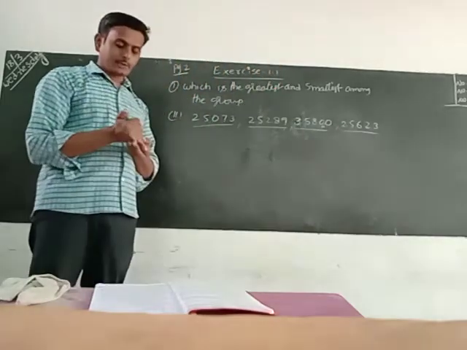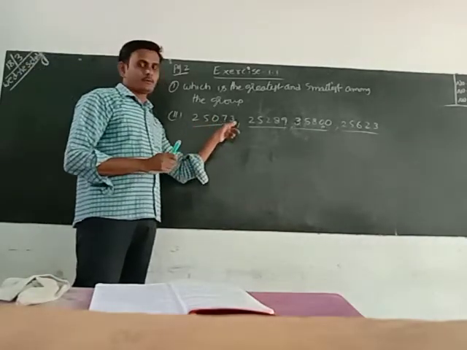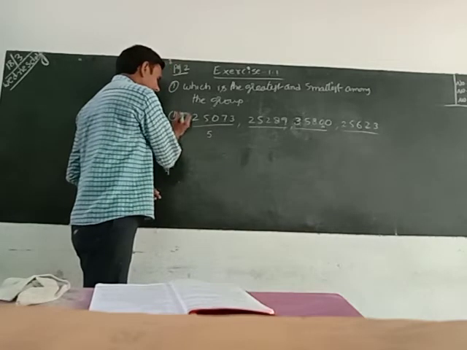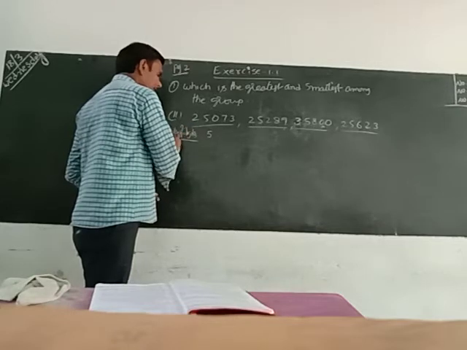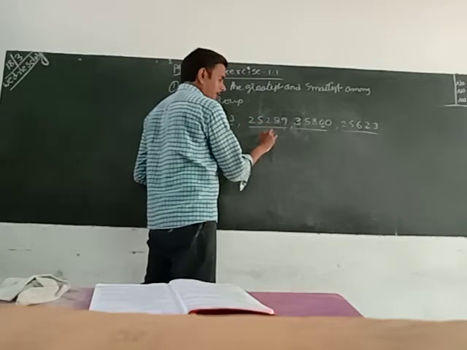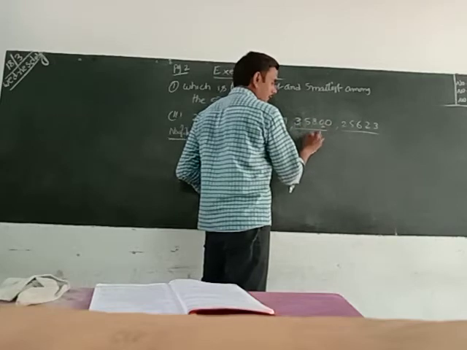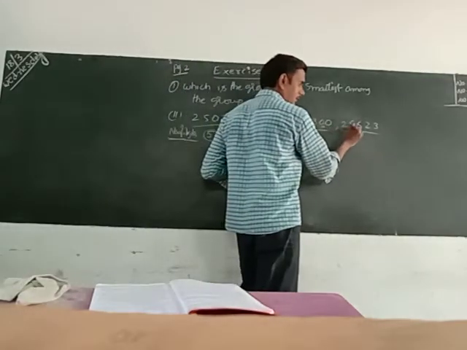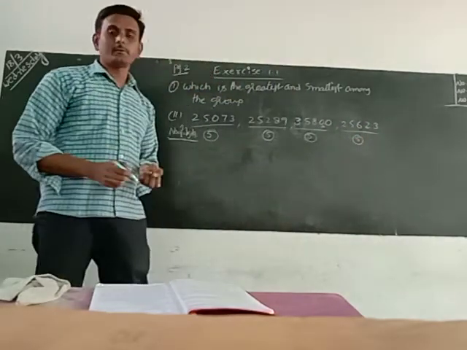First, identify the number of digits in each number. How many digits are there? 1, 2, 3, 4, 5. 5 digits. I am writing the number of digits here. How many? 5. 1, 2, 3, 4, 5. 5 digits are there. How many digits are here? 1, 2, 3, 4, 5. Count the 0 also, that is also one digit. Next, 1, 2, 3, 4, 5. 5 digits.